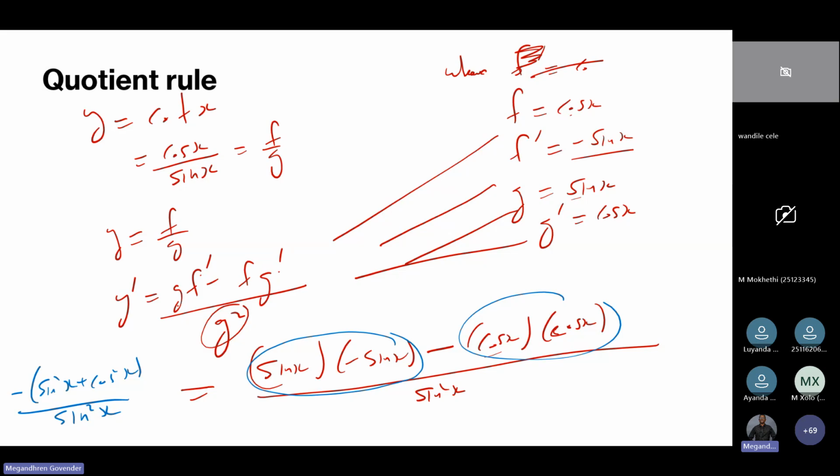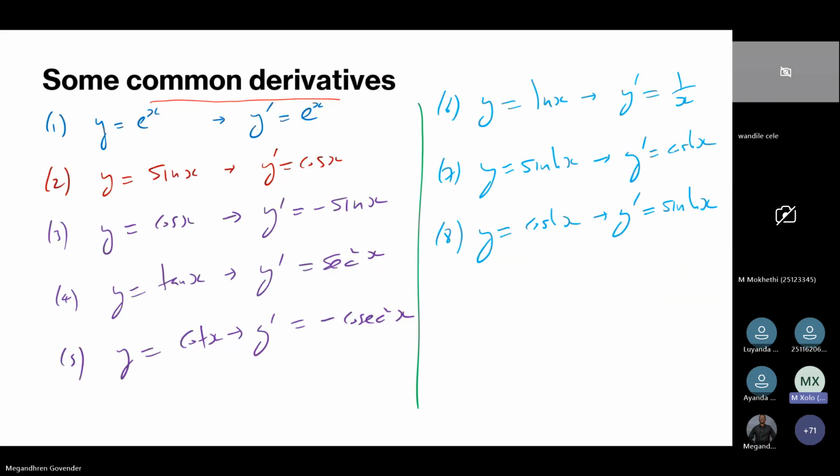Now, can anyone simplify that for me? What is minus sine squared x plus cos squared x, all over sine squared x? Anybody? What's the numerator equal to? Yes? Equals to 1. Yeah. So this is going to be minus 1 over sine squared x, and minus 1 over sine squared x is minus cosec squared x. There you have it, which is what I told you about 10 minutes ago. Right over there. You see?